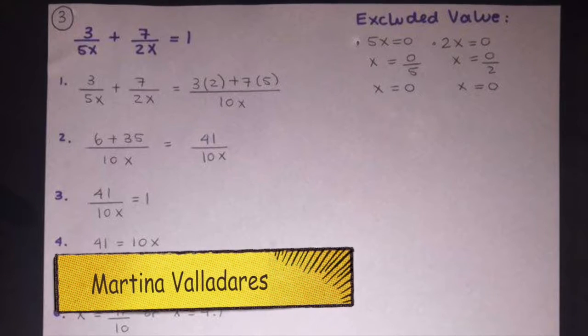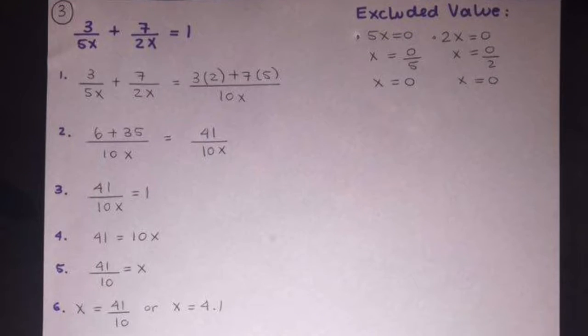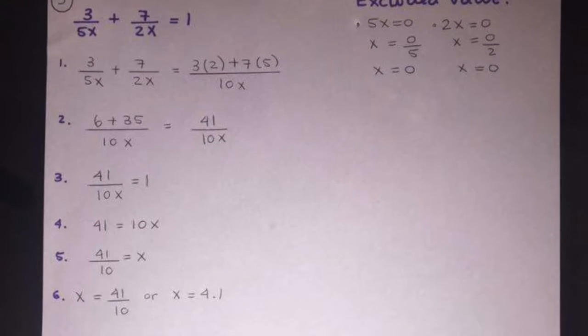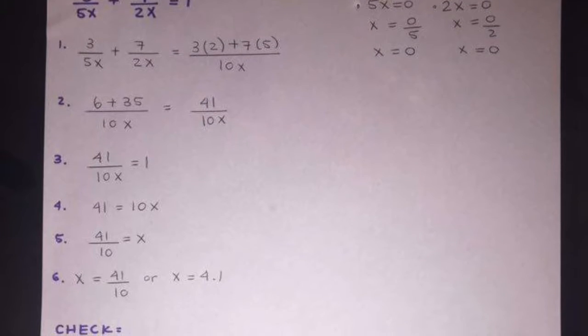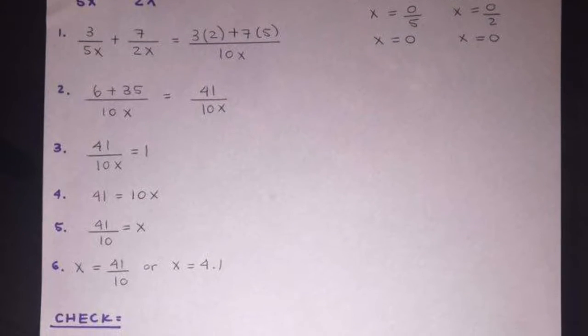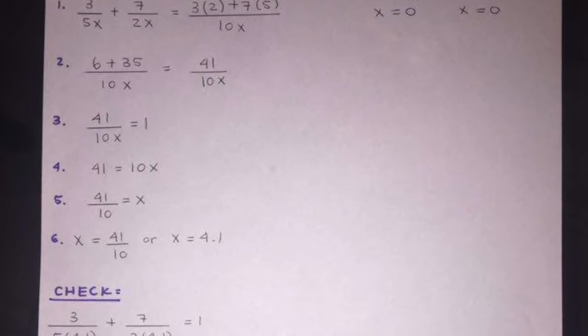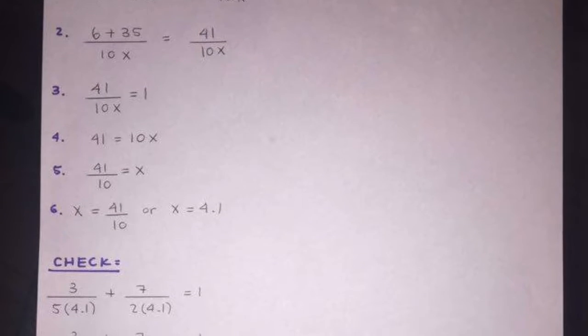To solve the equation 3 over 5x plus 7 over 2x equals 1, first you need to find the least common denominator between 5x and 2x, which in this case is 10x. Then you need to cross-multiply values of the original equation. Second, you have to solve for the multiplication of values and add the results.